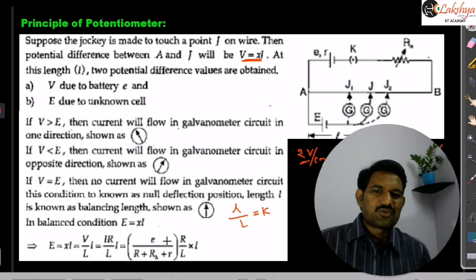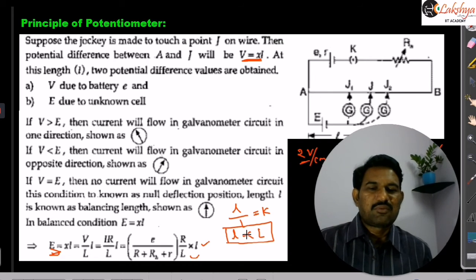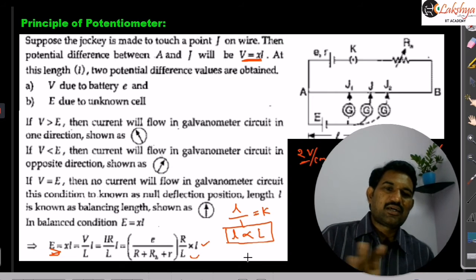You can observe this. We are keeping all the parameters constant here except this small l and capital L. Even the EMF of the cell in the secondary circuit is constant. So what we can write is l by L is constant here. Or I can write this l, the balancing length, is directly proportional to the length of this potentiometer wire. Remember, this is valid only when all the remaining quantities remain constant.